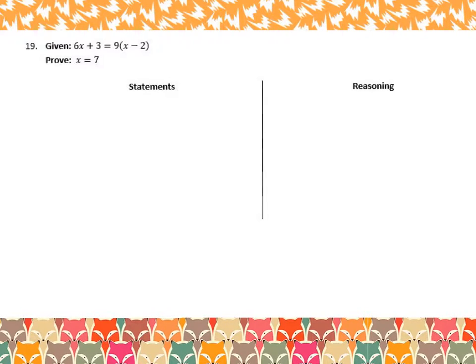Remember that the very first statement we always write is our given statement. So our statement is going to be 6x plus 3 equals 9 times the difference x minus 2. And our reasoning, remember, is how do we know that this statement's true? Well, we know it's true because we were given this statement. We always start with at least one given statement.